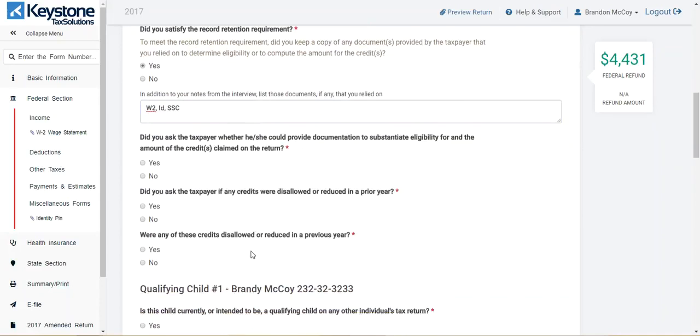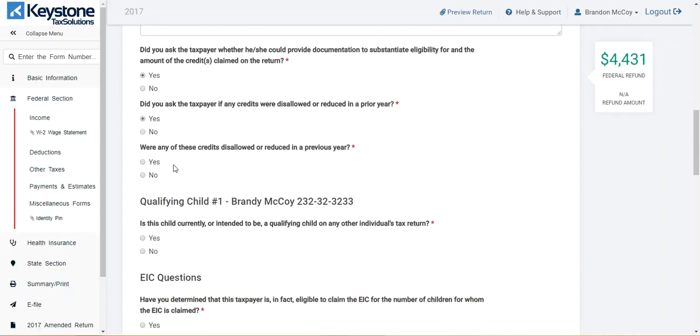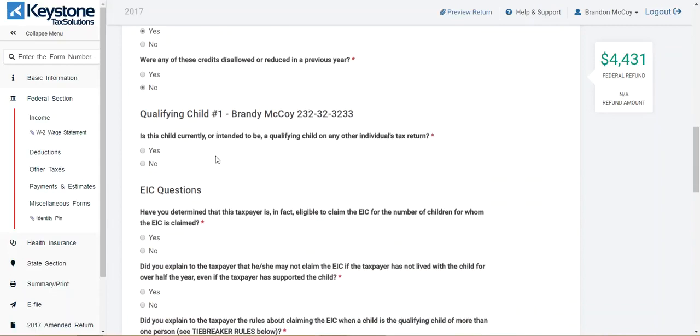The next question: did you ask the taxpayer whether he or she could provide documentation to substantiate eligibility for and the amount of credit claimed on the return? Yes. Did you ask the taxpayer if any credits were disallowed or reduced in prior years? Yes. And it's going to ask if any of those credits were disallowed or reduced. No. If it was yes, of course you're going to click yes on that question. And it's going to ask you about the dependent. Is this child currently or intended to be a qualifying child of any other individual's tax return? No.